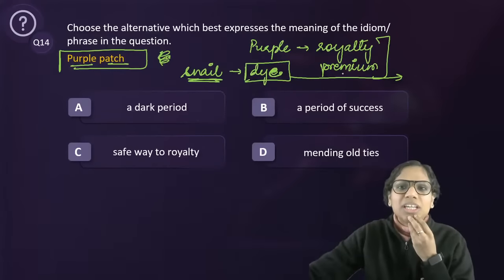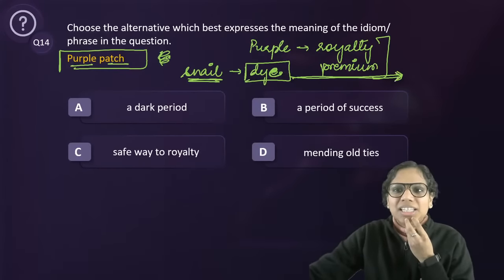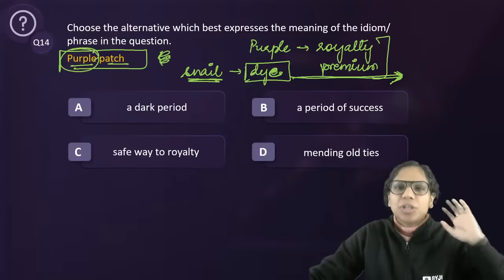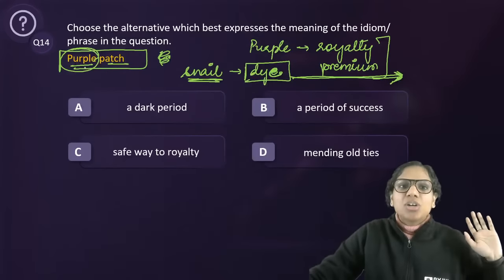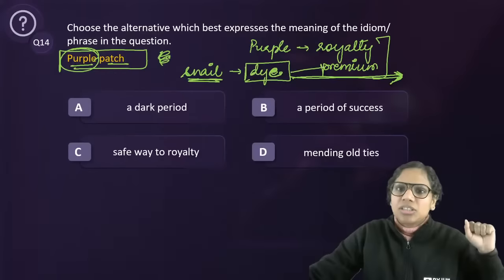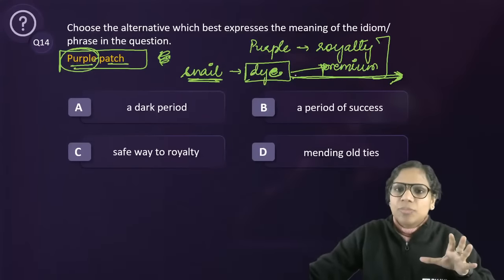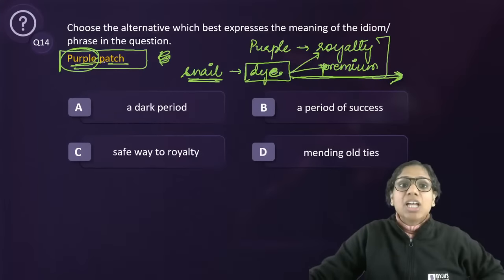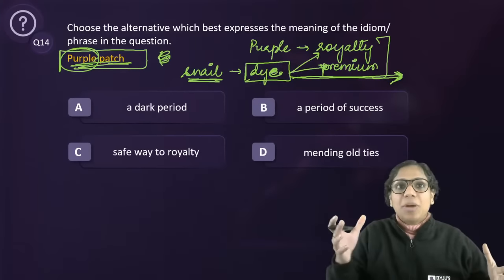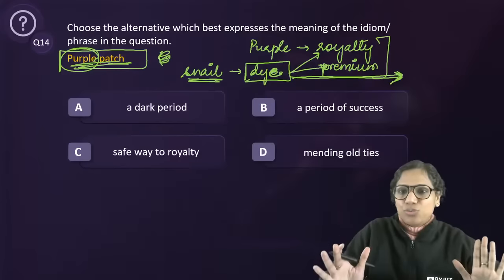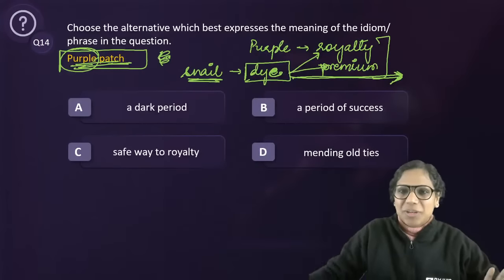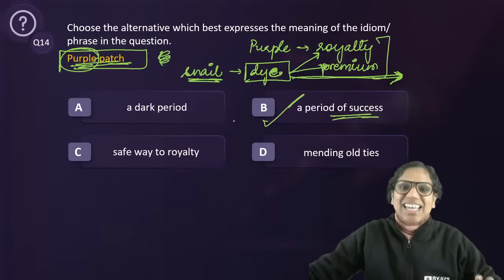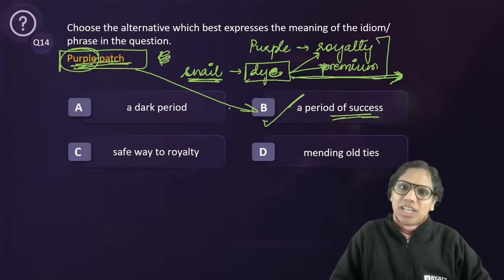ठीक है, so that's why the dye that it released came to be known as something purple. So the association of purple with premium is very strong. That's why we started associating the color with royalty. So purple patch, a patch where you live a very lavish life, a life of royalty in a way, a period of success. That is a purple patch in your life.